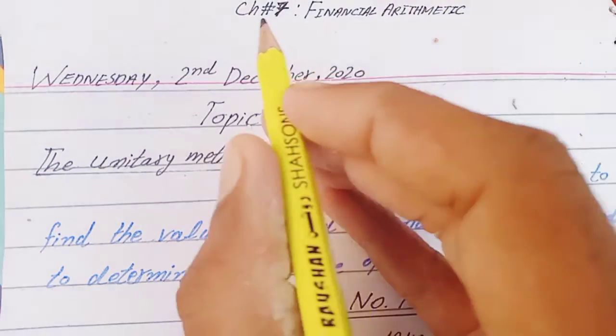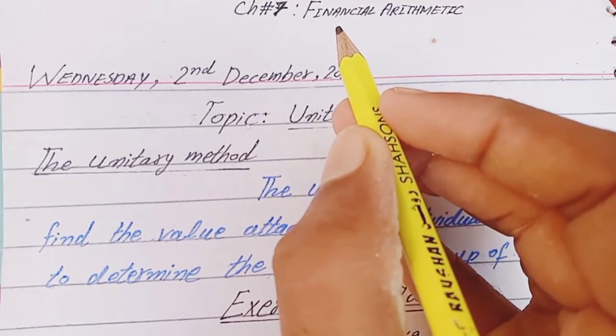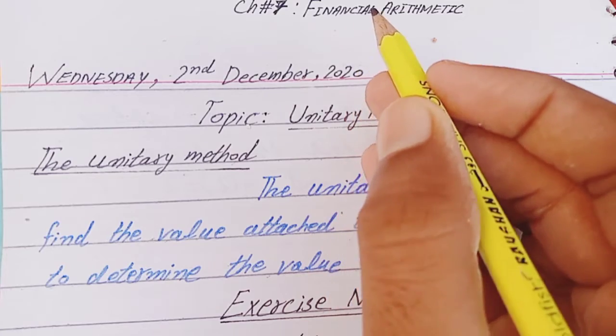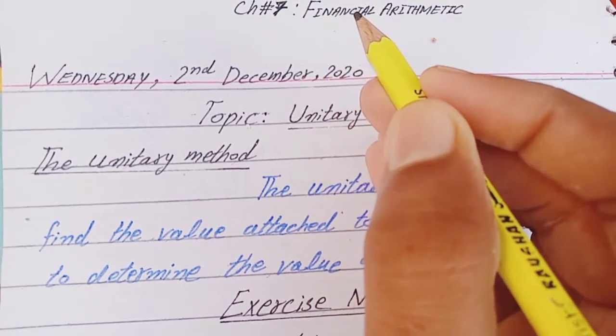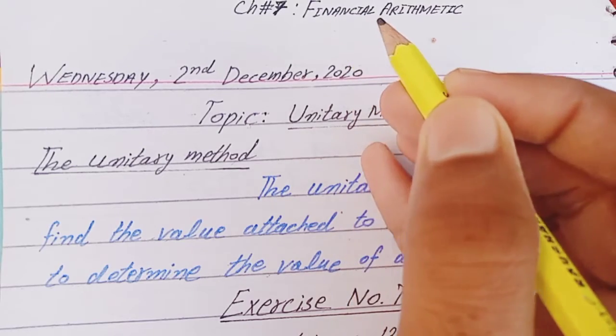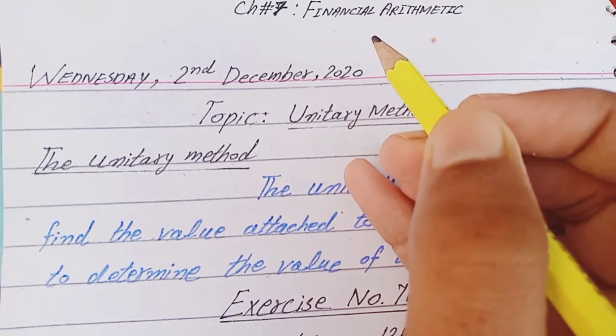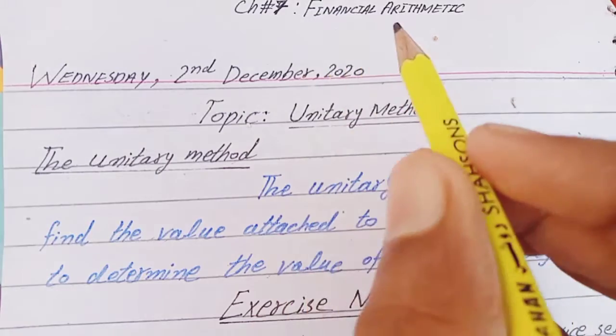Today we are going to start chapter number 7, financial arithmetic. Financial means any value, any amount related to money. That is financial arithmetic. We will solve questions related to money.